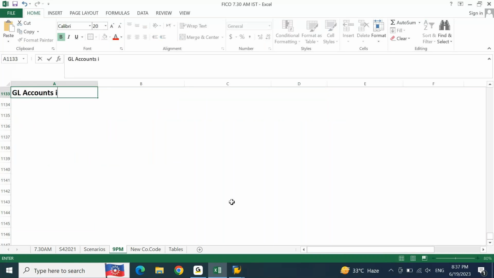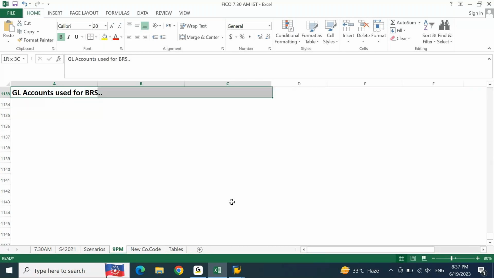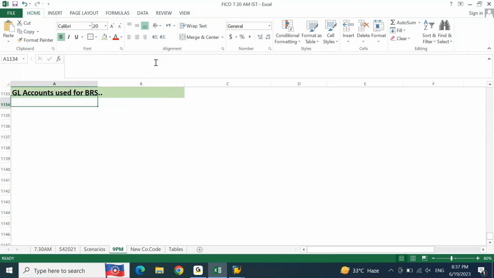GL accounts used for BRS. Normally, what GL accounts will we be using for BRS? Let's try to understand what kind of GL accounts we will be using for BRS purposes. Normally, we understood that for every bank, 10 GL accounts are allotted.